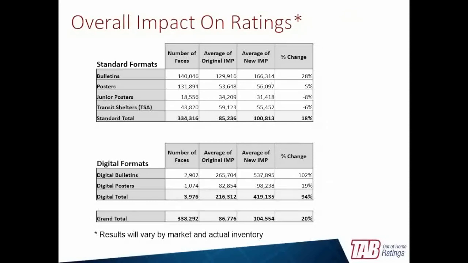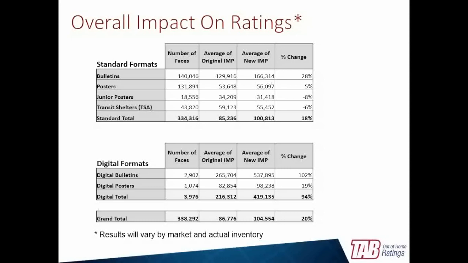So what does all this mean? What is the overall impact on our ratings? Well, if we took all of the inventory that we assign this to, and remember the results will vary by market and actual inventory, but we've taken an average of the entire country, you see among standard formats on the top that bulletins and posters, bulletins especially, have a significant change in the number of impressions assigned to them, again, due to the impact of dwell time. Junior posters and transit shelters have about the same number of impressions assigned to moderately less impressions. And this is because the dwell time for juniors and transit shelters and other lower formats, smaller formats, decline because they have smaller dwell times. It actually has a slightly negative effect versus the other larger formats.